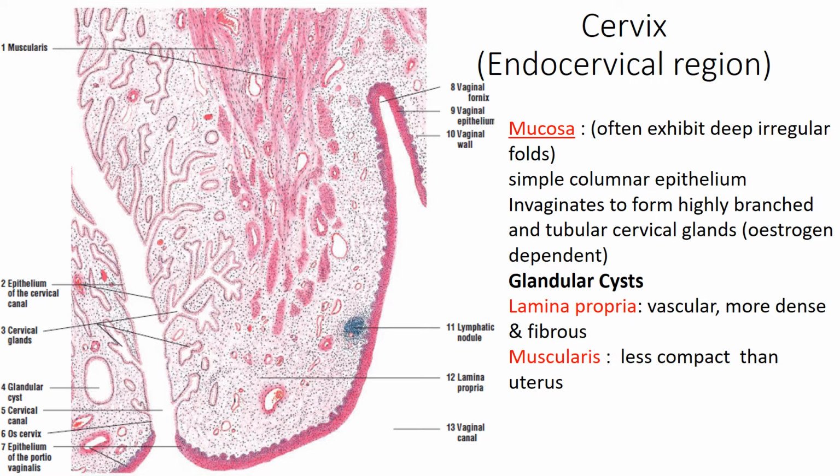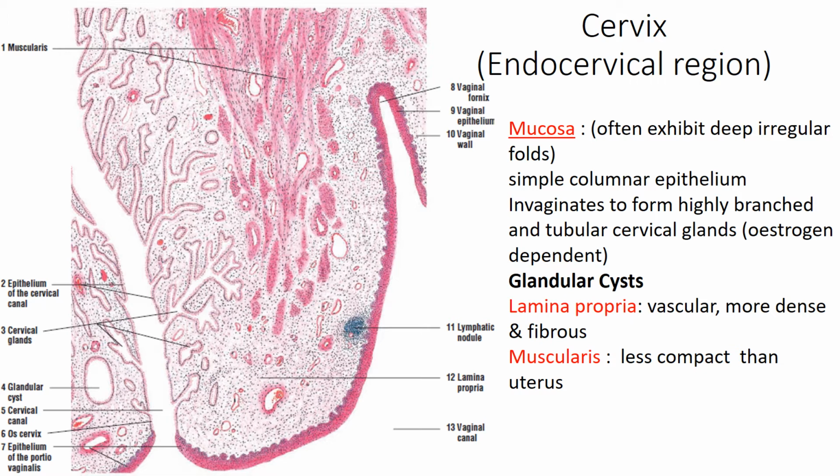So these are the folds, and the lining simple columnar epithelium also invaginates into the lamina propria to line the glands, the cervical glands. The cervical glands are highly branched tubular glands, and these branched tubular glands are estrogen dependent.